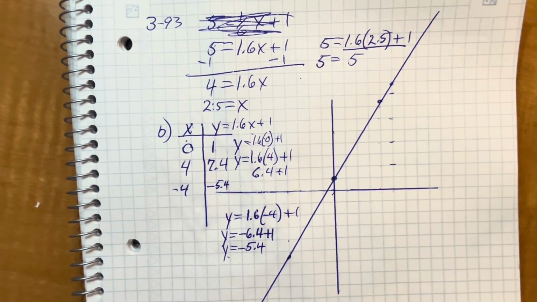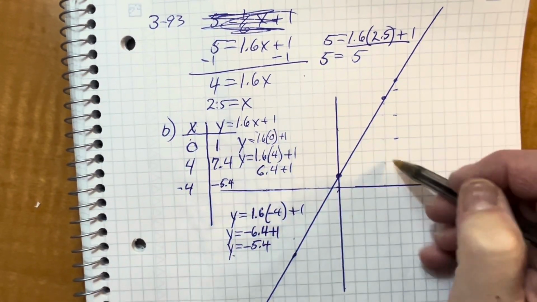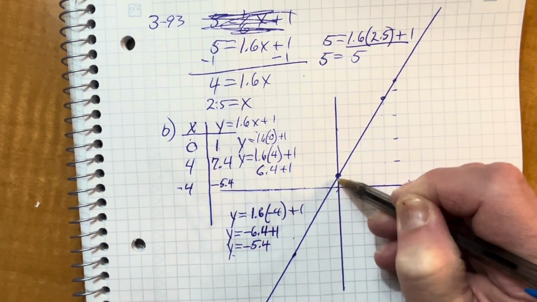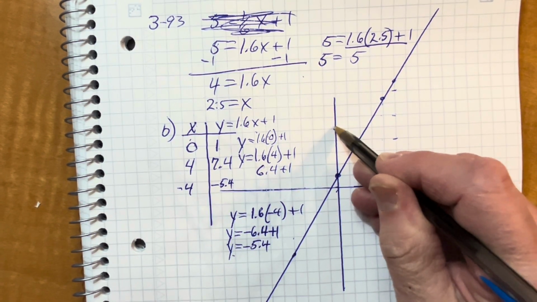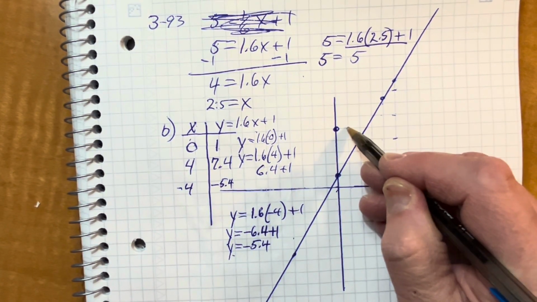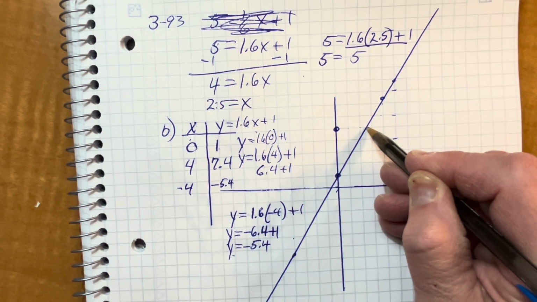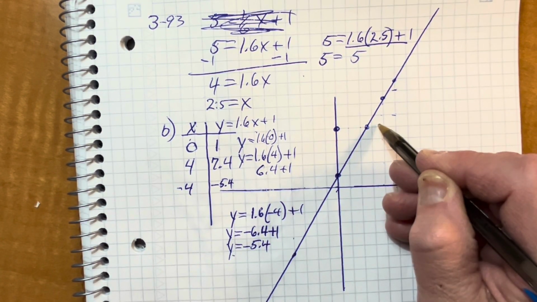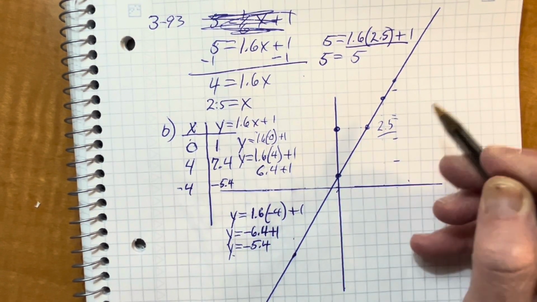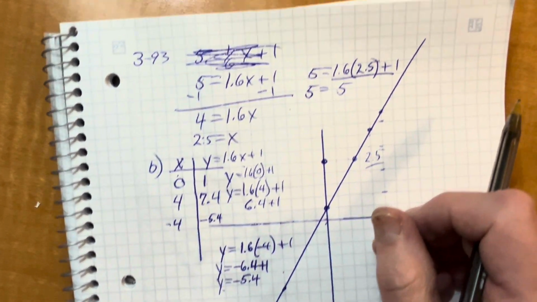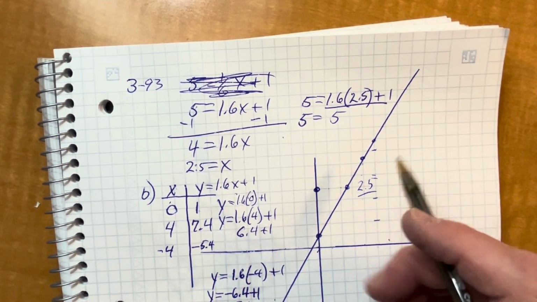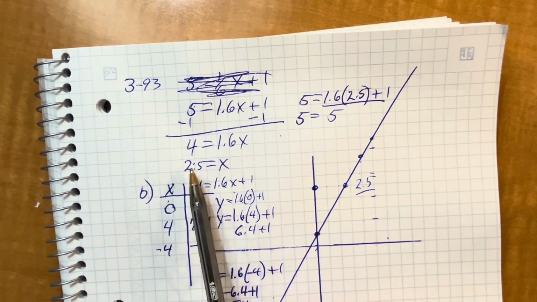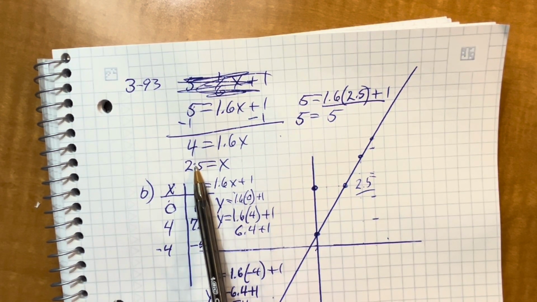Oh, when y equals 5? Or x equals 5? When y equals 5. Oh, when y equals 5. 1, 2, 3, 4, 5. Here's where y equals 5. 1, 2, about 2.5, folks. That's roughly 2.5. Is that the answer that we got for the first part, part A? Yeah, we did. For part A, we got x equals 2.5.